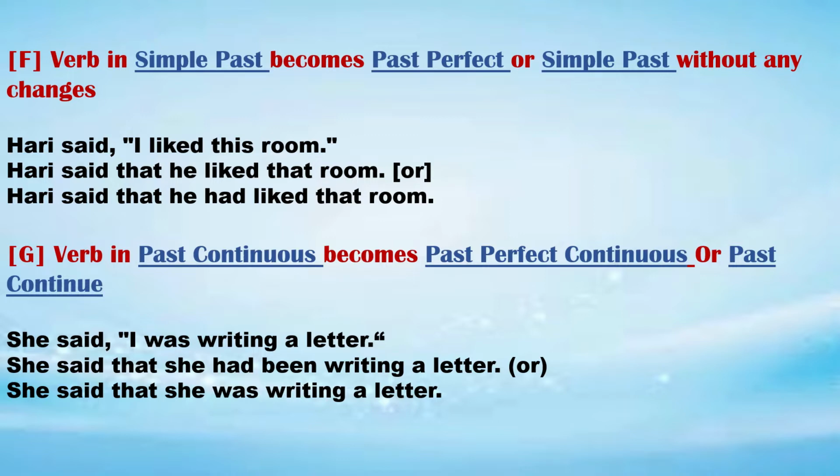And then verb in past continuous becomes past perfect continuous, or sometimes stays past continuous. She said, "I was writing a letter." She said that she had been writing a letter, or she said that she was writing a letter. In indirect speech, sometimes the past perfect continuous is used, or the past continuous is kept without any changes in the sentences.